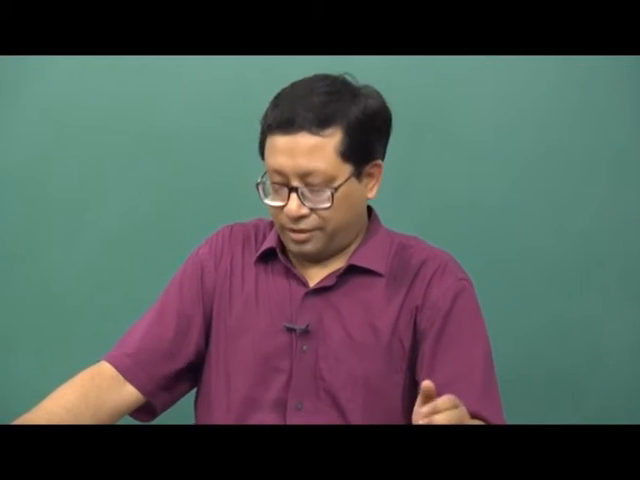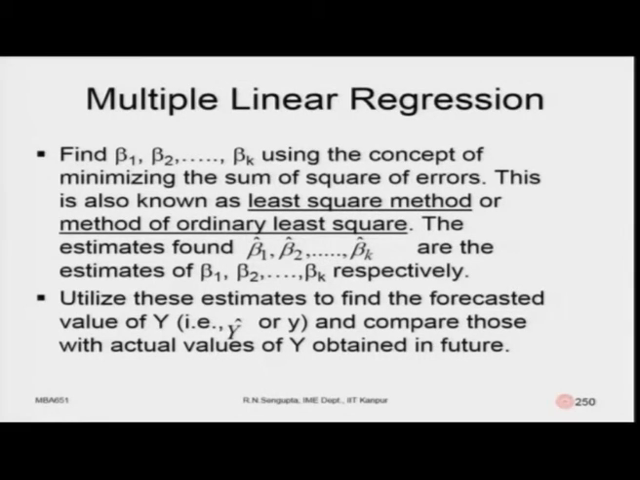So, only you will be left with the variances of all the x's and the variance of the errors, because the variance of alpha is not there. So, I will just repeat it. We should find out beta 1, beta 2 to beta k using the concept of minimizing the sum of the square of the errors. This is also known as the least square method, or method of ordinary least square. The estimates we found out are basically beta 1 hat, beta 2 hat till beta k hat. They are the estimates of beta 1 to beta k, and they would have the properties.